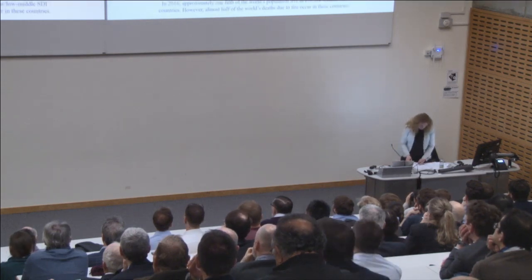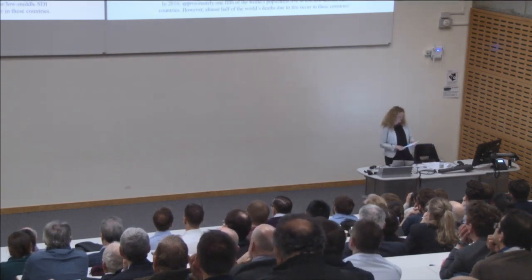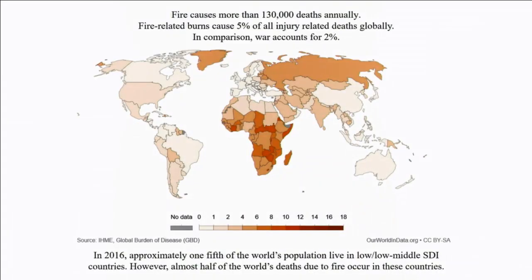But ultimately, what all of this means is that fire causes 130,000 deaths annually. Fire-related burns cause 5% of all injury-related deaths globally. In comparison, war accounts for 2%. In 2016, approximately 1/5 of the world's population was from low to middle socio-demographic index countries, but half of the world's deaths due to fire occurred in those countries.